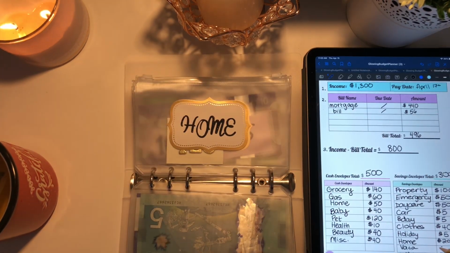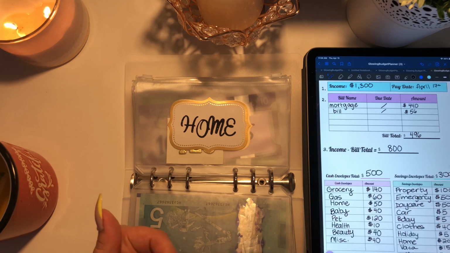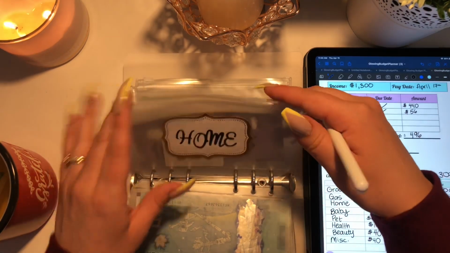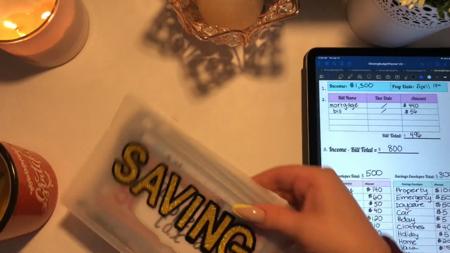$20 for home and $15 for vacation. Hopefully that math is right. If it's not, I will switch it up for the $5 difference or whatever it may be. And so that is it. So that is how I go ahead and budget for the week.